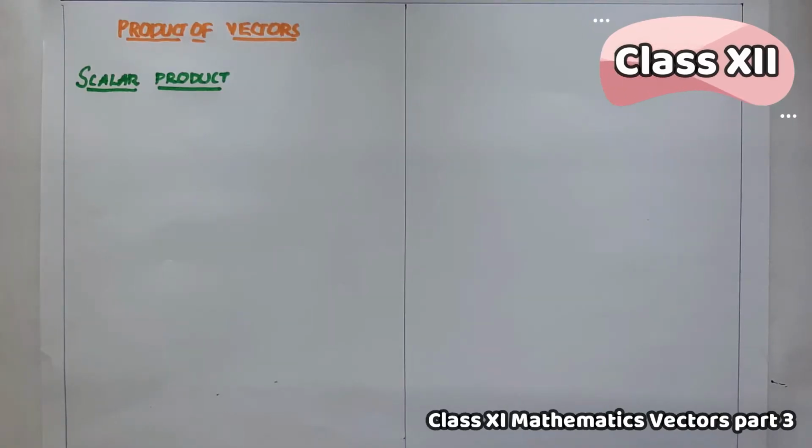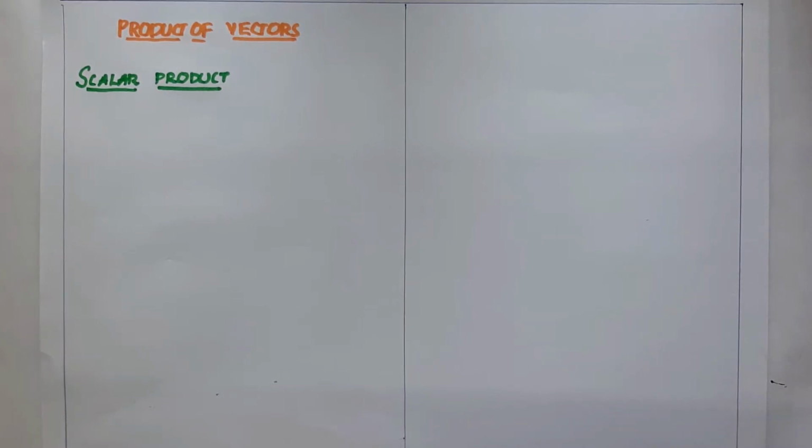Now we start the next section of the chapter vectors, which is the scalar product of vectors. There are two types of product. First is scalar product and second is vector product. Actually, how to develop the definition of scalar product is not a necessary part of the syllabus. So we mainly concentrate on problems on this topic. These are very important problems.